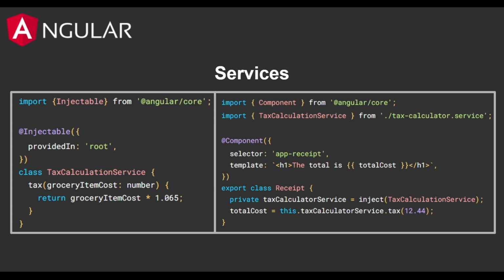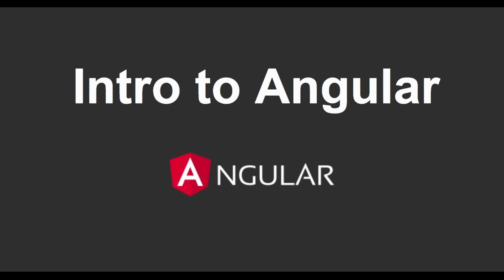On the right, we have a component called app-receipt, where app-receipt injects the tax calculation service and is returned the total cost of the grocery item. That was an introduction to Angular.